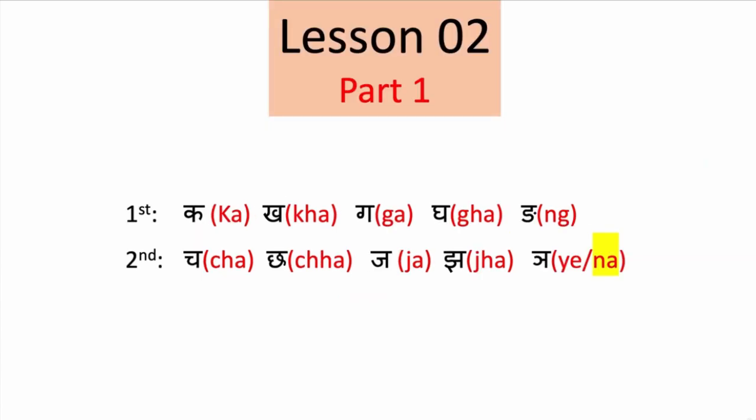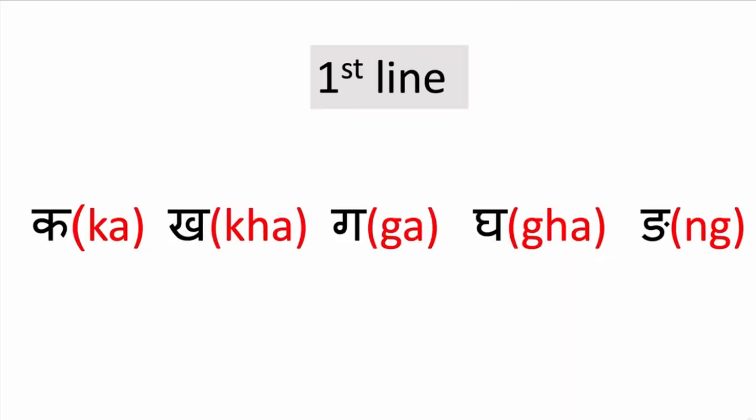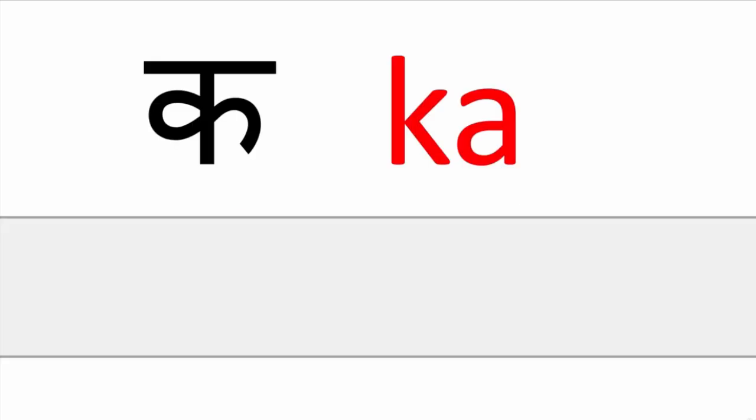As I have told you, there are 36 consonants which are further divided into 7 different lines. So I will teach you these 7 lines in 4 different parts. Now we are in part 1, where I will teach you the first and second line. Moving on to the first line, there are 5 consonants, as I have already said. Now let's begin to write the first consonant.